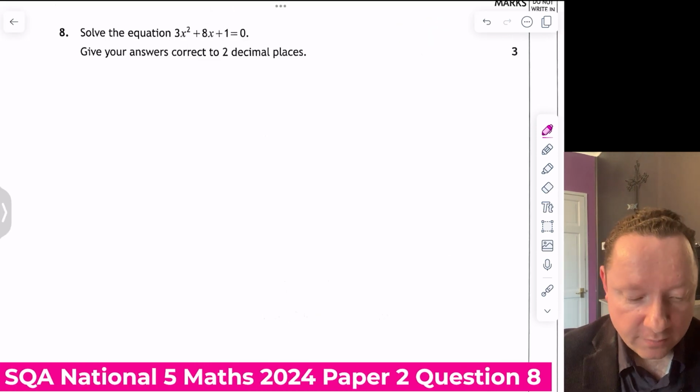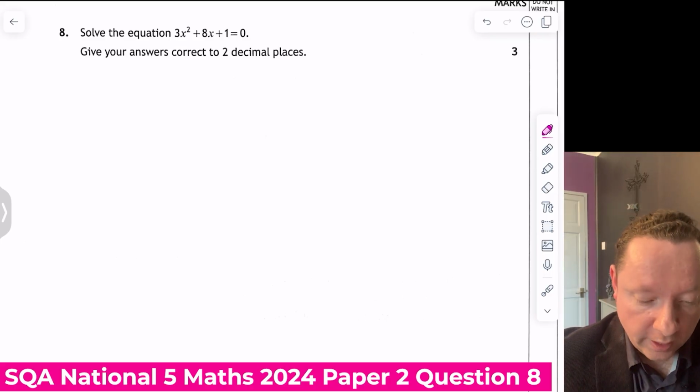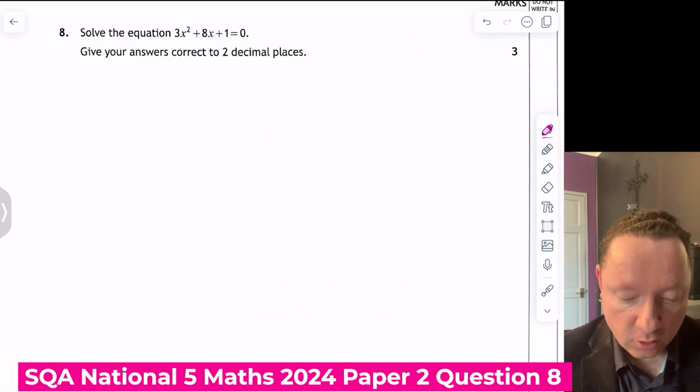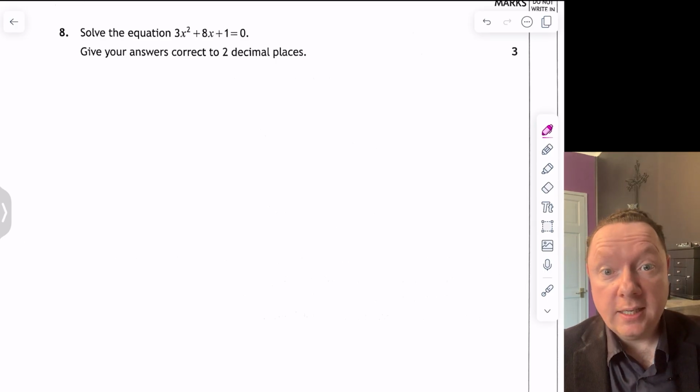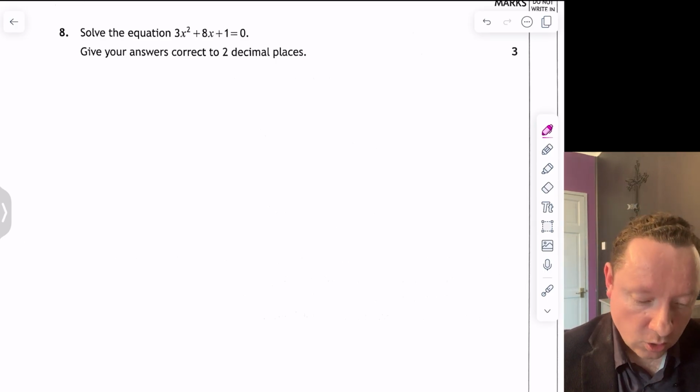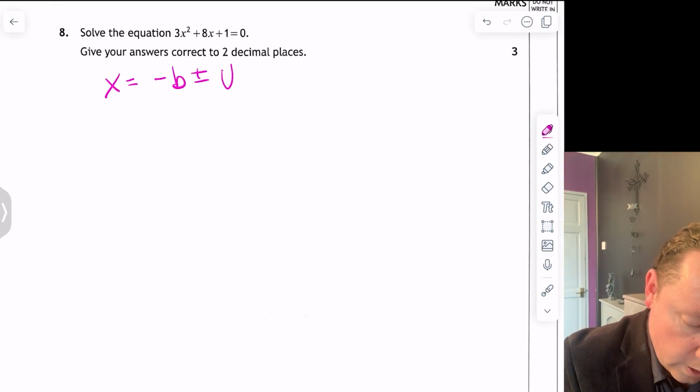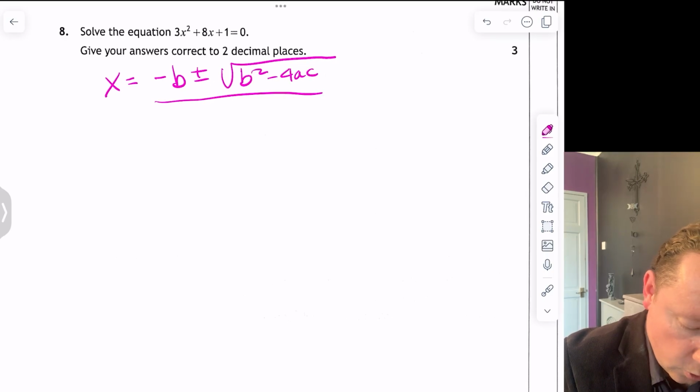SQA National 5 Maths 2024 Paper 2 Question 8. Solve the equation 3x squared plus 8x plus 1 equals 0. Give your answer correct to 2 decimal places. Well, this is a quadratic, so I use the quadratic formula, because it says give your answer to 2 decimal places. So the start of the exam paper says that x equals minus b plus or minus the square root of b squared minus 4ac, all over 2a.